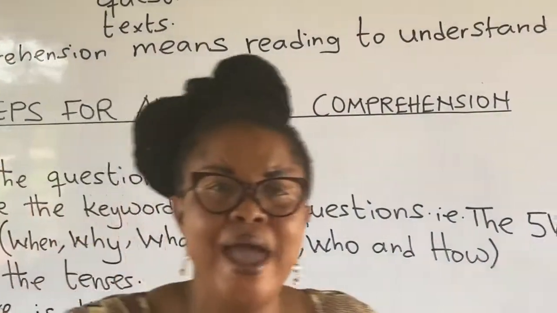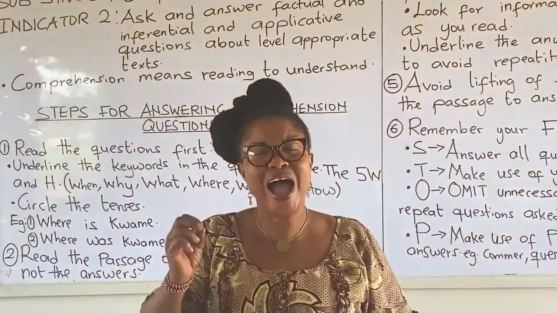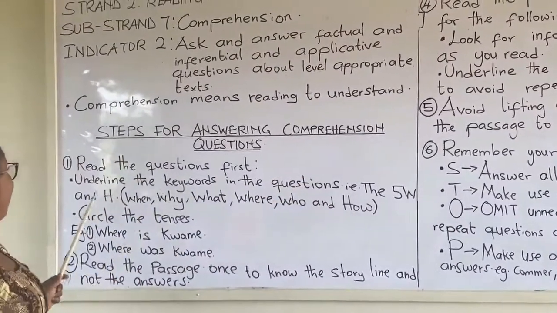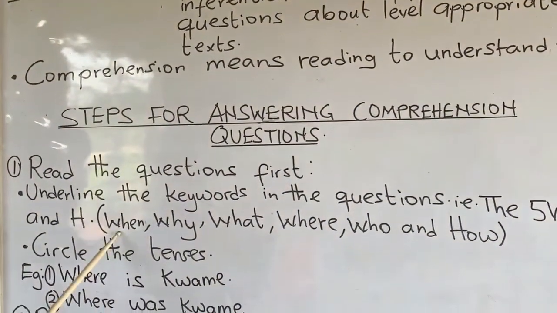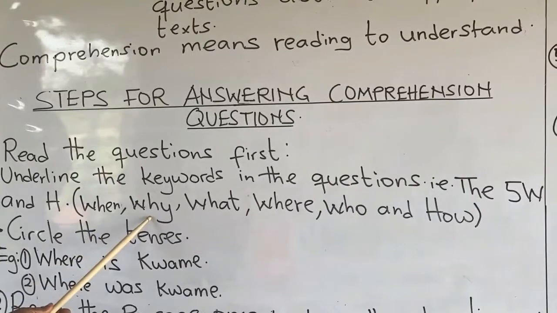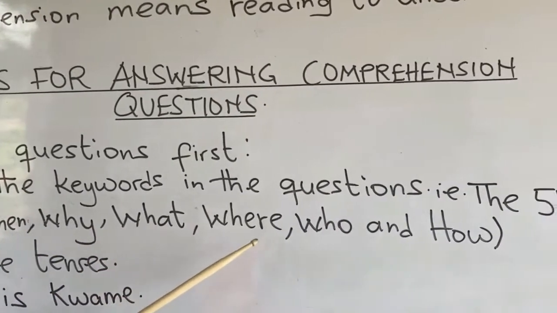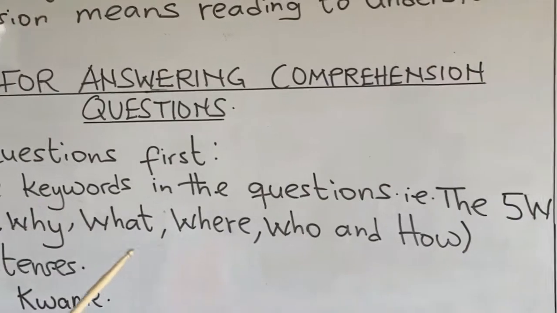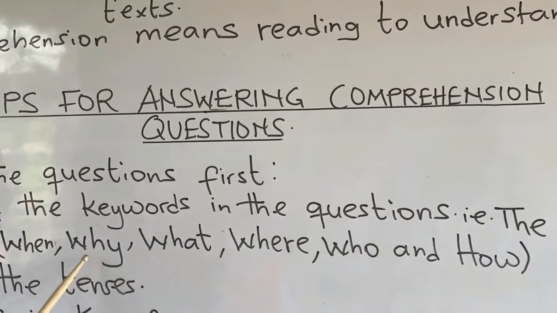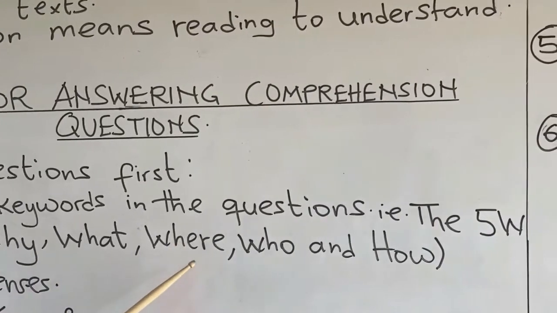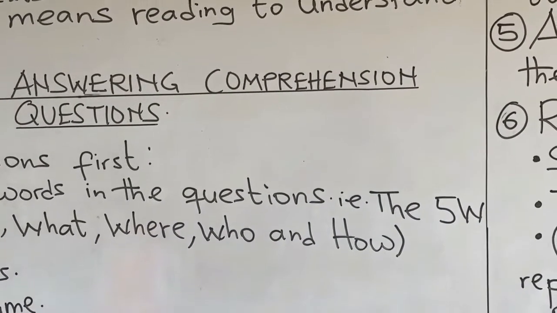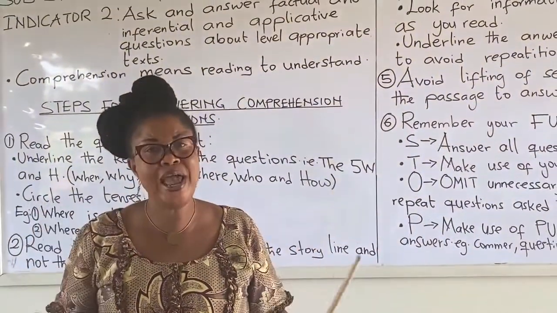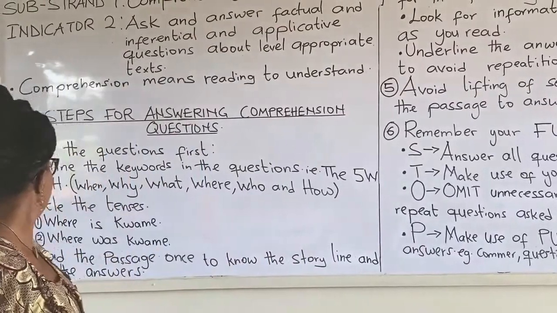And what are the keywords? They are the 5W and H. And they are when, why, what, where, who, and how. Let's look at it again. When, why, what, where, who, and how. These keywords are mostly seen in our comprehension questions.